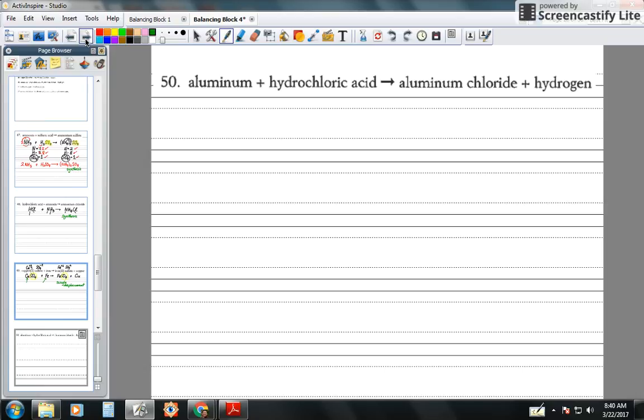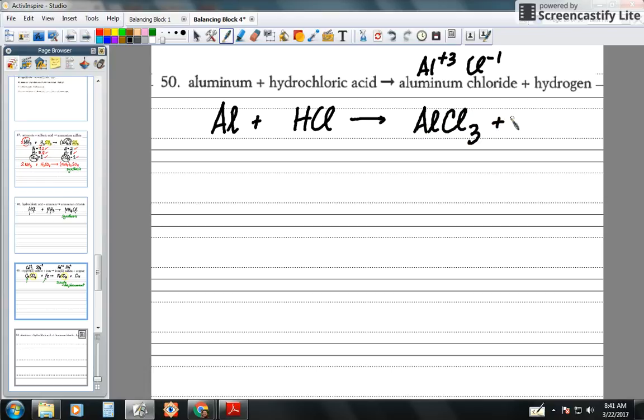Let's take a look at question 50. It's the reaction between aluminum and hydrochloric acid to produce aluminum chloride and hydrogen. Aluminum has a formula of Al, hydrochloric acid, which you should have memorized. Aluminum chloride, aluminum has a charge of positive 3, chloride negative 1. Therefore, the correct formula is AlCl3. And hydrogen, being one of those elements that's diatomic in its free unreacted state.